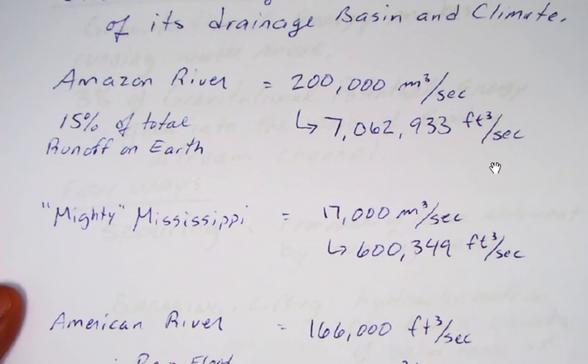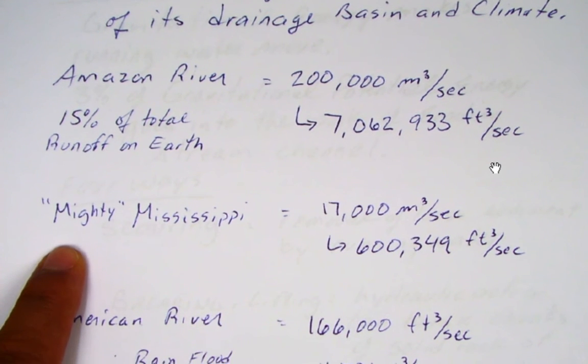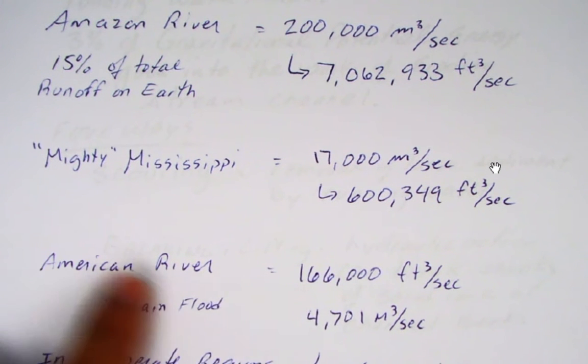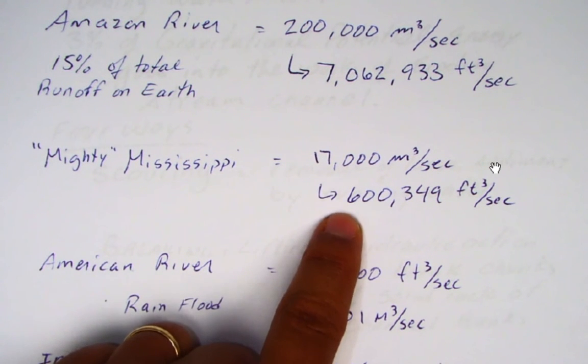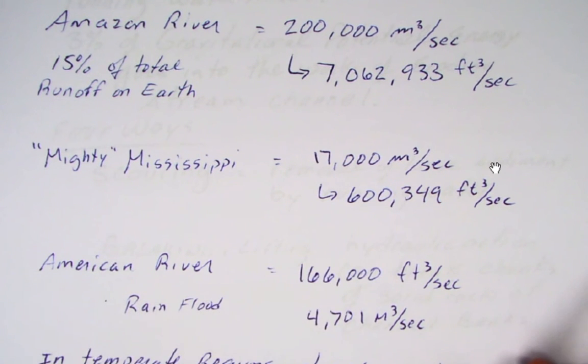And just to compare, the mighty Mississippi River, and I showed you that drainage basin as well. Well, that's 17,000 cubic meters per second, which equates to about 600,000 cubic feet per second. So it's nowhere near the size of the Amazon River. The Amazon River is really an enormous drainage basin.